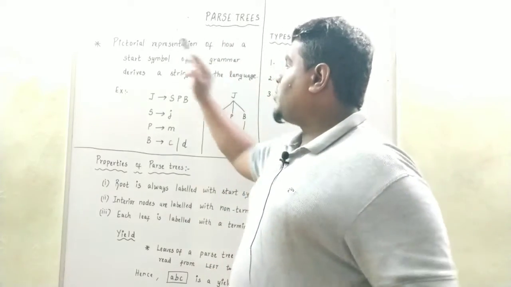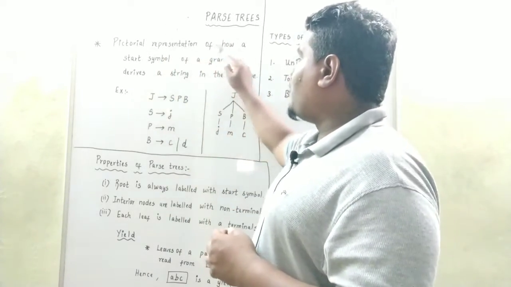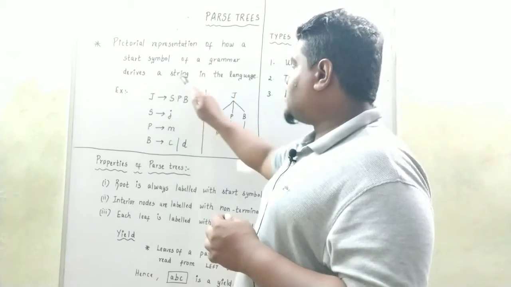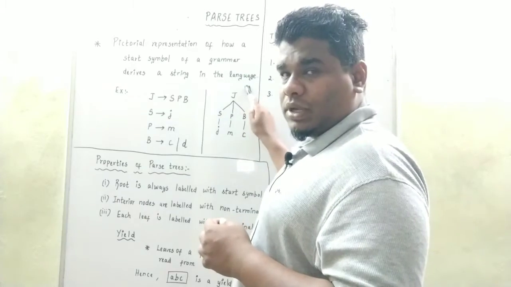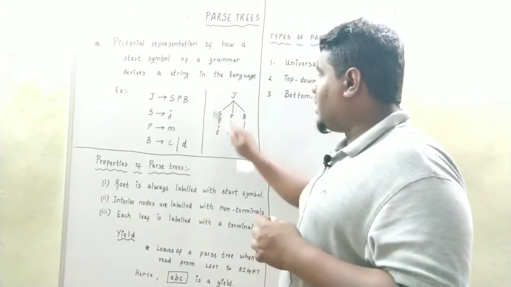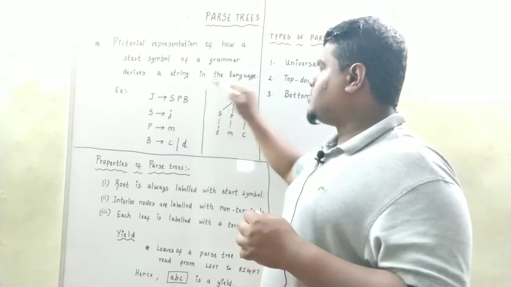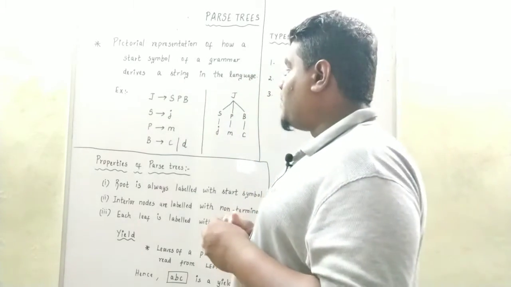Okay. So a parse tree is a pictorial representation of how a start symbol of a grammar derives a string in the language. Clear? So it is a pictorial representation of how a start symbol of a grammar derives a string in the language. Let me take an example of a grammar.